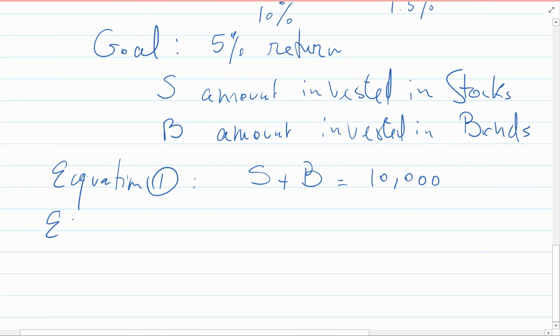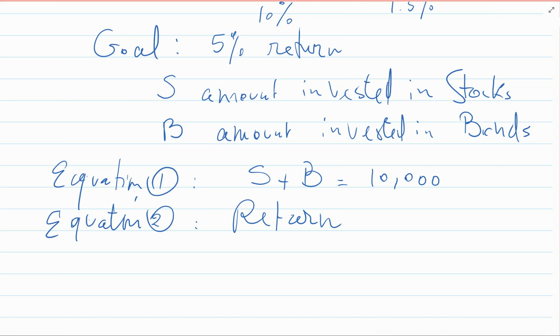That will give me equation 2. This has to do with the return, okay? So I want 5% of my 10,000, meaning what? That 5% of 10,000 is $500. So that's what I want at the end of the year. So how much will S return to me? As we said, it's 10%, the stocks. So it's going to be 0.1 times S.